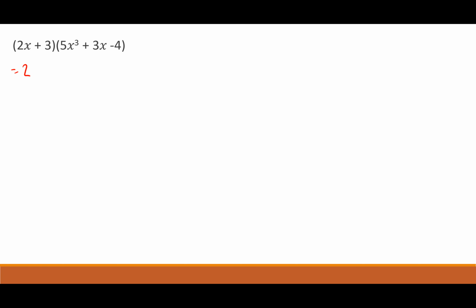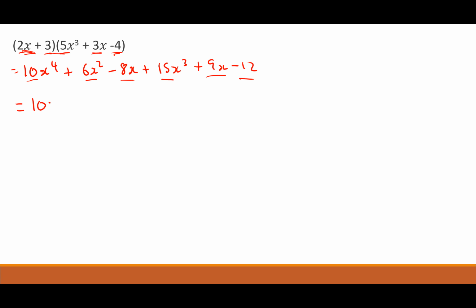Okay, so let's not write this out. Let's just do the solution straight away. So we're going to have 10x to the power 4 plus 6x squared minus 8x plus 15x cubed plus 9x minus 12. Okay, so all I did was that times that to get that, that times that to get that, and so on for each term. So let's simplify this: equals 10x to the power 4.